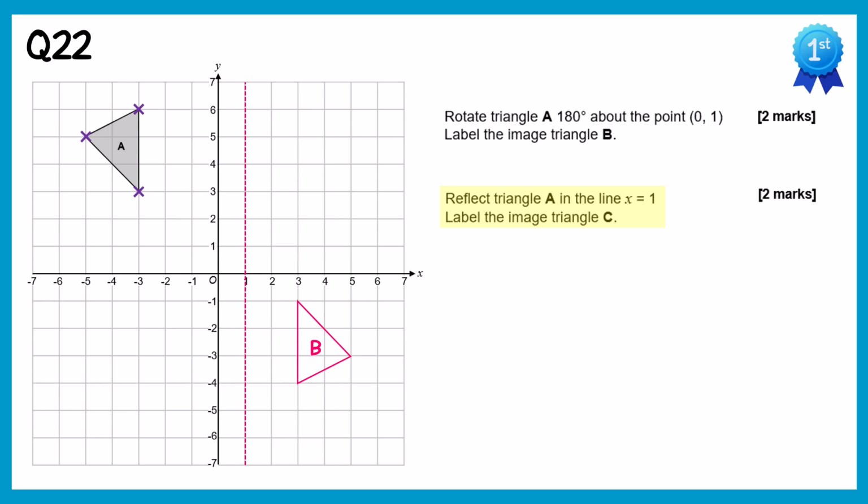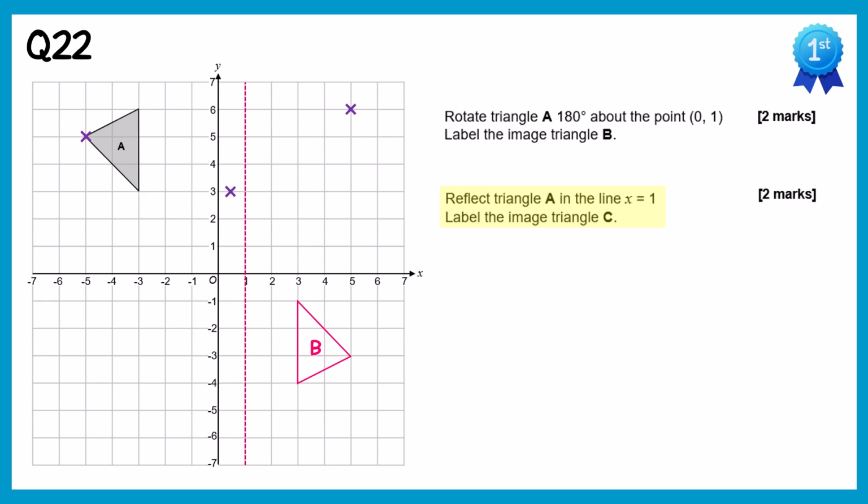Let's start with a point at the top. We want to count how many squares it is from this point to the mirror line, which we will find is 1, 2, 3, 4. So we go 4 squares past the mirror line. 1, 2, 3, 4. Let's do the point at the bottom.